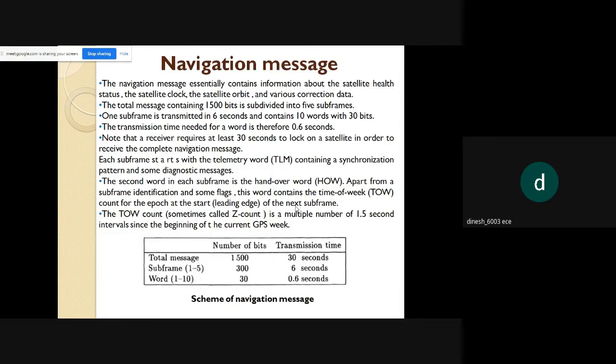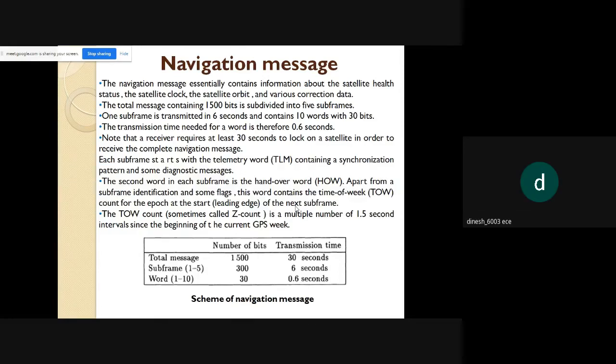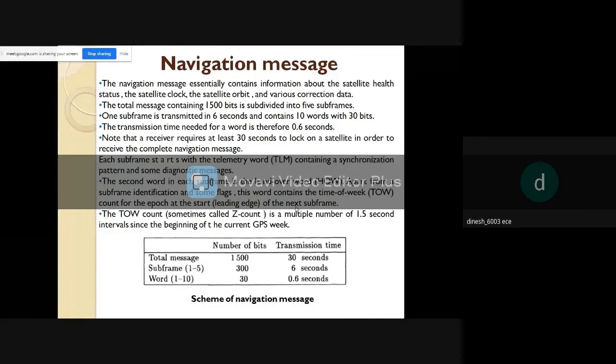The navigation message consists of the satellite health status, the satellite's clock, the satellite's orbit, and various correction data. Whatever errors are obtained, those corrections should be done, so that data will also be present in the navigation message. The navigation message consists of 1500 bits divided into 5 subframes, so each subframe has 300 bits.